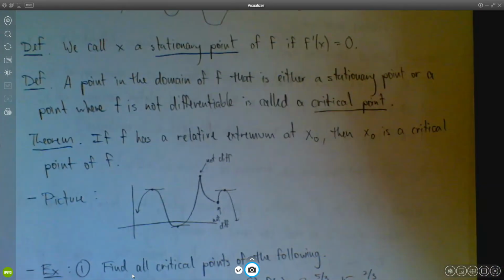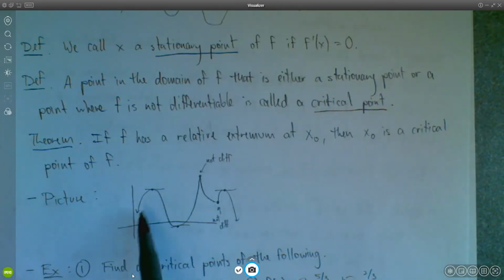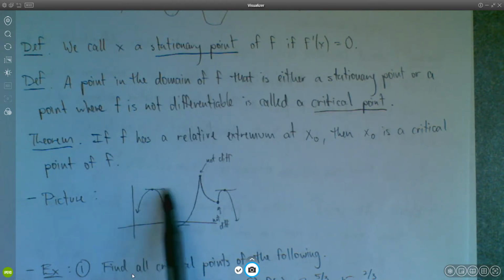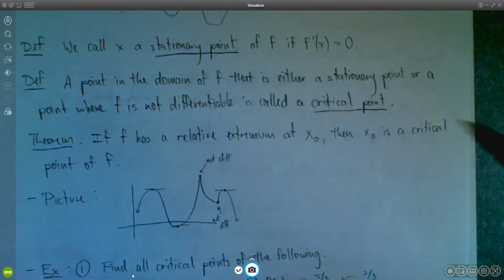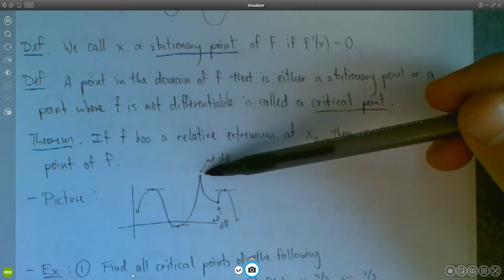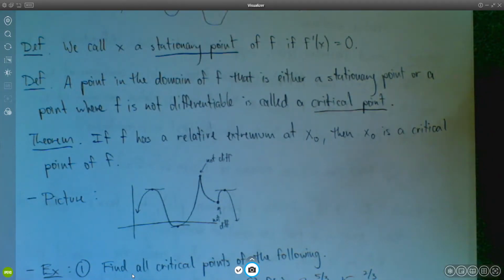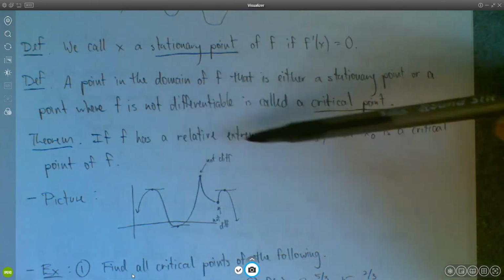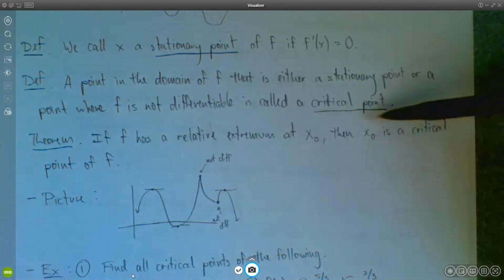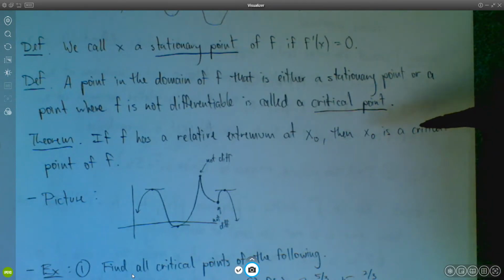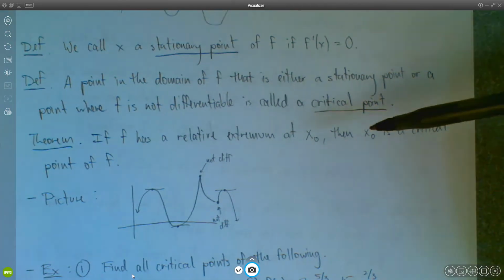Okay? And here's a picture of what it is that we're trying to say. So if you have a relative extremum, like a relative max here, or a relative min there, whatever, then it must be the case that either the derivative is equal to 0, right? The slope of the tangent line is equal to 0 at that point. Or it could be the case that you have like a cusp, like this or that, in which case the function is not differentiable. Okay? So if f has a relative extremum at x naught, then that means x naught must be a critical point. In other words, it's either a stationary point or it's a place where the function is not differentiable.